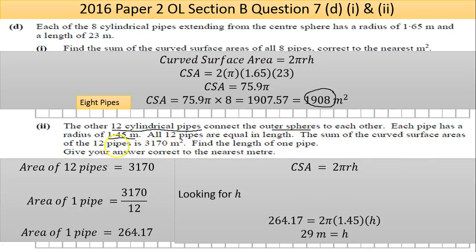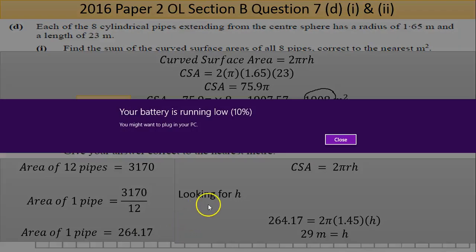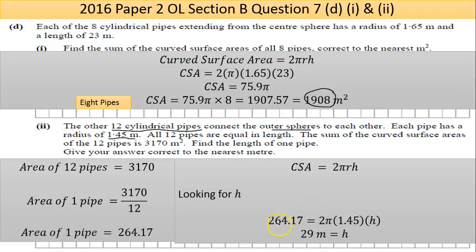So if the curved surface area of all 12 pipes is 3170, what's the curved surface area of one pipe? Well, you're going to divide the 3170 by 12. I end up with a figure of 264.17 here. Now that 264.17 is the area of one pipe, so you can put that equal to the curved surface area formula. So it's 264.17 equals 2 pi RH. So I know the radius is 1.45.